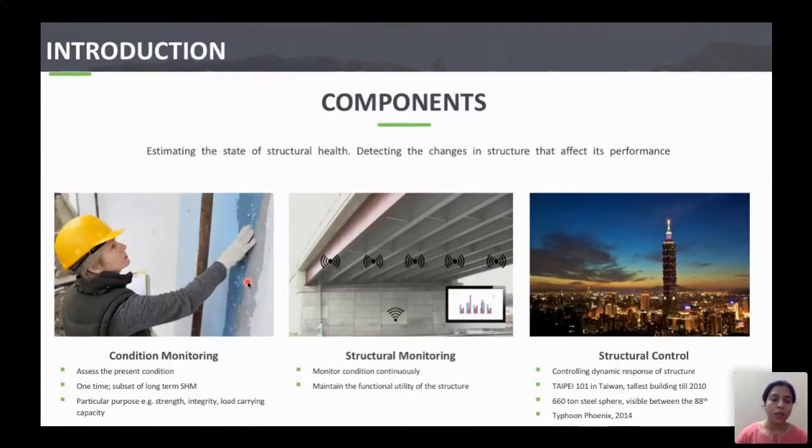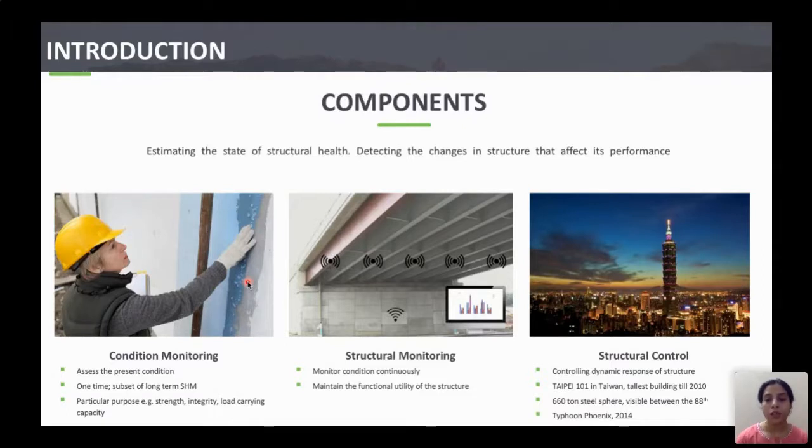So here we generally see the concrete strength of the structure, its integrity, we measure the load carrying capacity. So basically this is one time and it is a sort of subset of the SHM. Then the structural monitoring is kind of long term. So here we install sensors on the structure and keep on monitoring them for a longer period of time. So this is more of maintenance. This is more inclined towards the maintenance to maintain the functional utility of the structure, right?